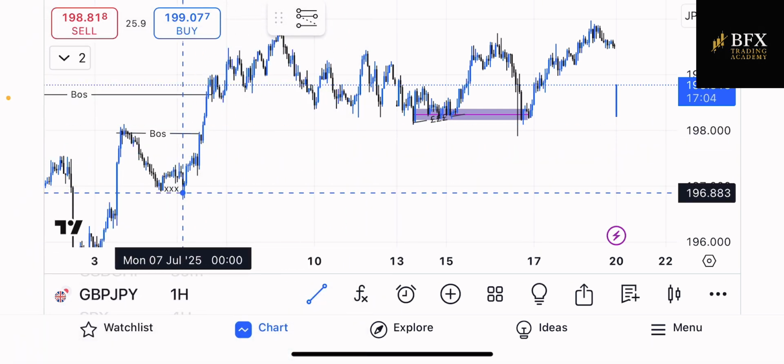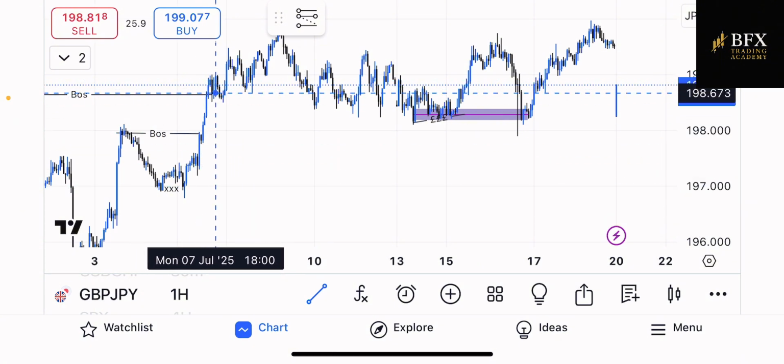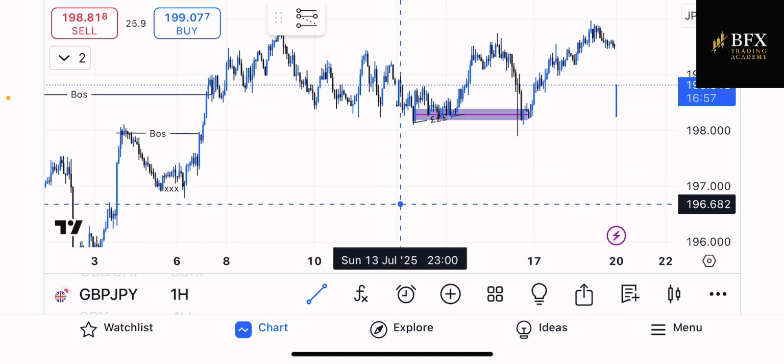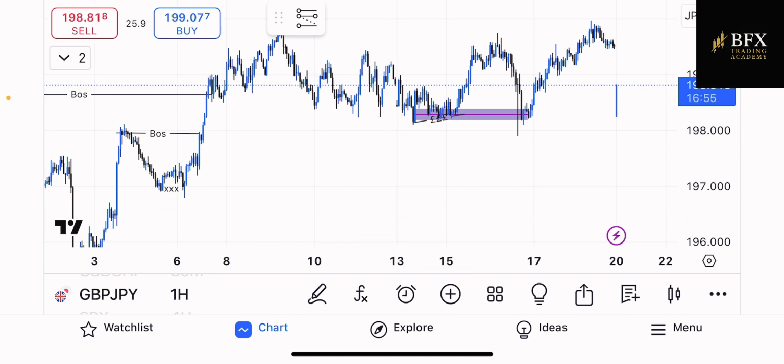Always look at the market structure. Market structure is part of it. We had a break of structure. Now the second criteria is marking out your order block. What's an order block? An order block is the last opposite candle before that impulsive move. What's the last opposite candle before that impulsive move? Is this?